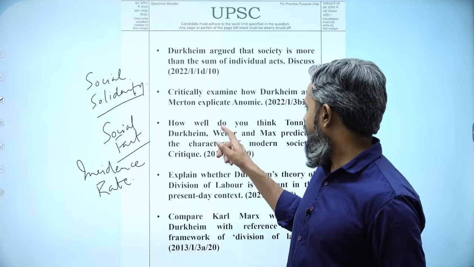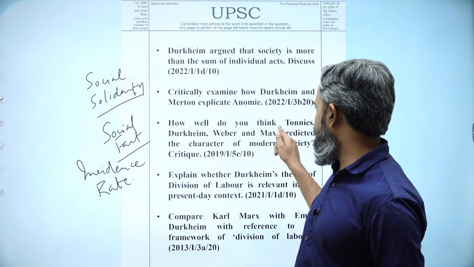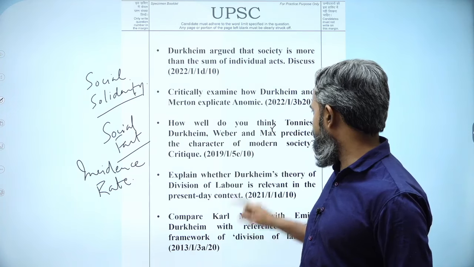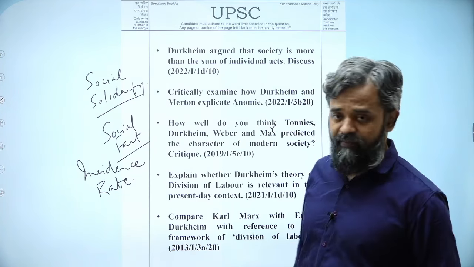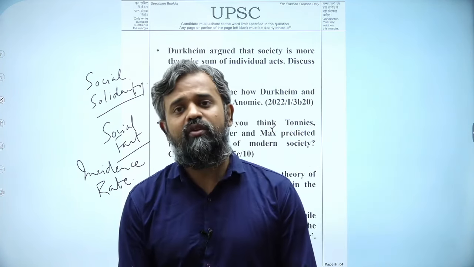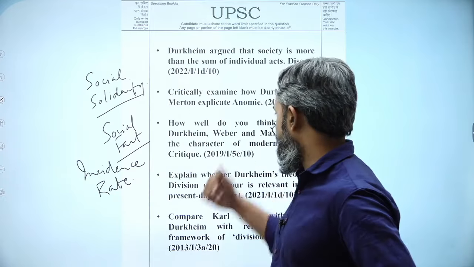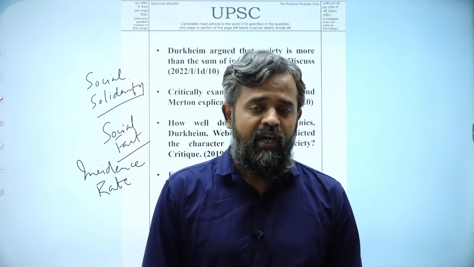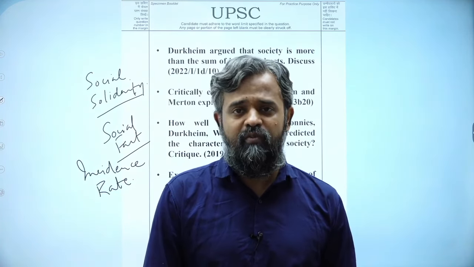The next one: how well do you think Tönnies, Durkheim, Weber, and Marx predicted the character of modern society? So here again, it's of course a 10-marker, so it's a short note. You have to simply talk about what these people were referring to.